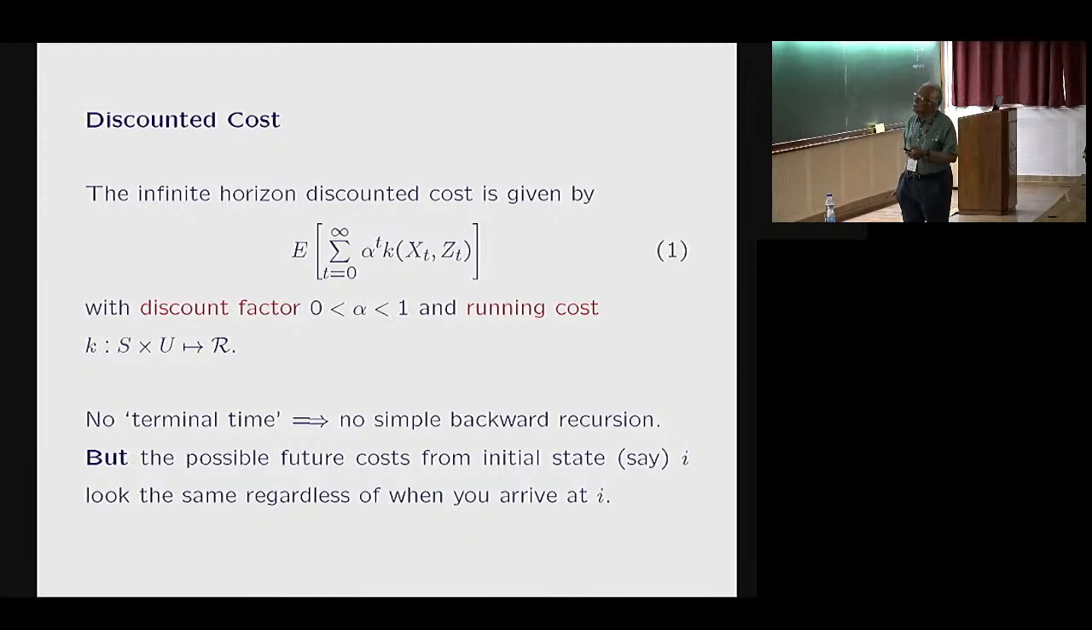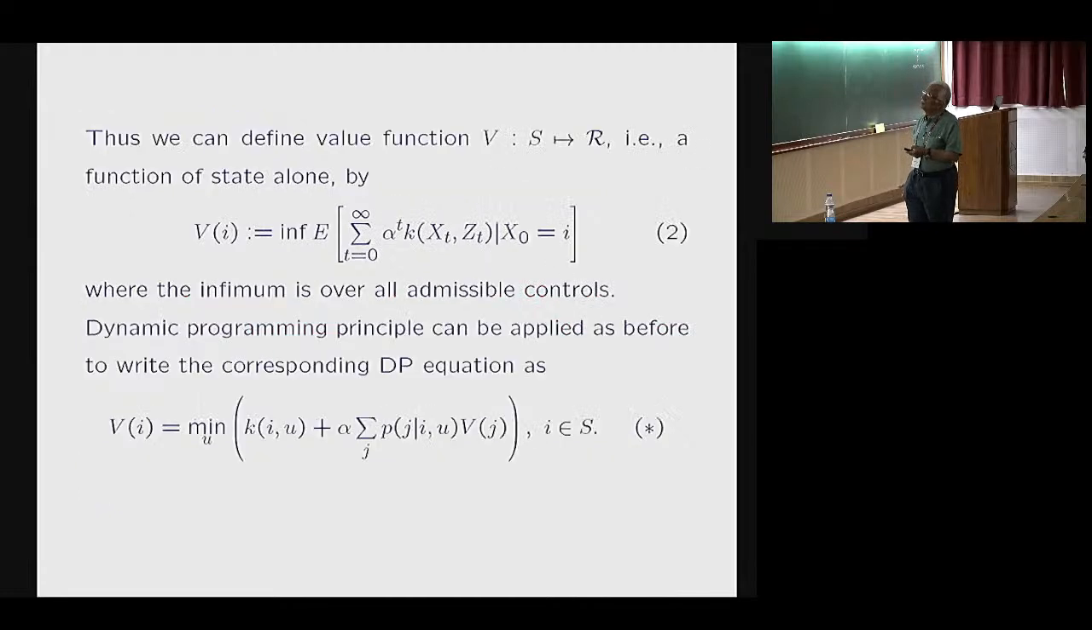But the advantage is that, unless I explicitly put an argument t inside k, it doesn't depend on time. So if I start today and look into the infinite future, and start tomorrow and look into the infinite future, the cost is the same. So the value function will depend only on x. So this is the defined value function as a function of state alone, the infimum over all admissible controls of the infinite horizon discounted cost.